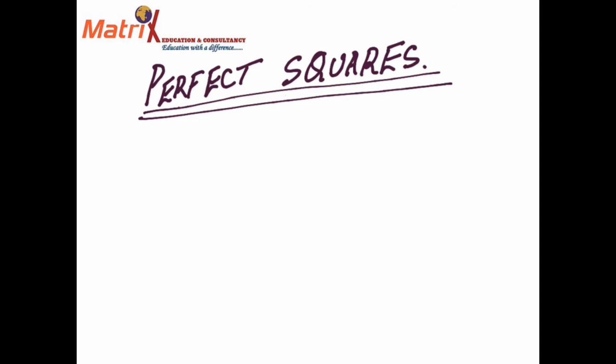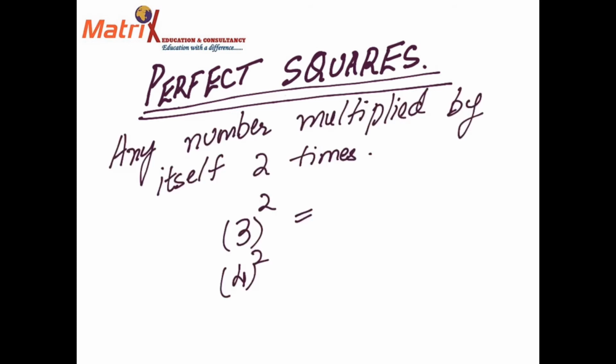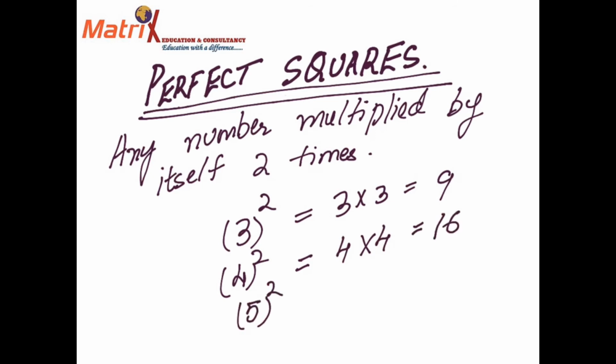Now, let's see perfect squares. Any number when multiplied by itself 2 times is known as a perfect square. I'll write the same on the board. Now, I have written any number multiplied by itself 2 times, and it can be any number, but the power has to be 2 and only 2 for a number to be a perfect square. So I write 3 times 3, which is 9. 4 raised to the power of 2, 4 times 4, that gives me 16. I can take 5 raised to the power of 2, 5 times 5, 25.